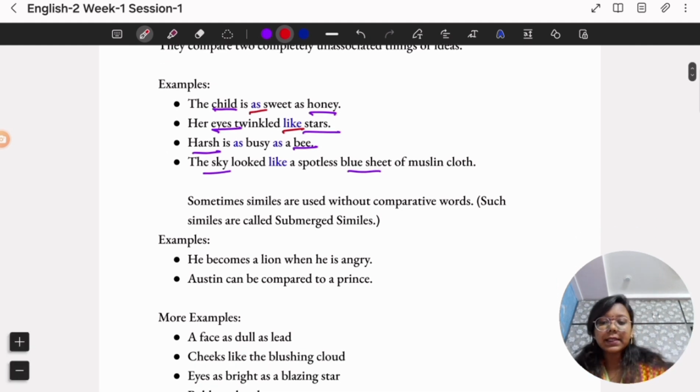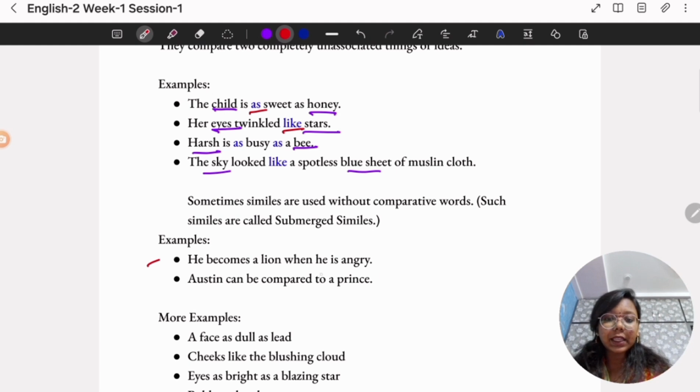So, if you see the example here, he becomes a lion when he is angry. There is no connective here, but we are comparing a person with a lion. So we can easily identify it, but I'm just telling you that it's not necessary to have connectives, but the maximum of the cases have connectives in them. That's what makes simile unique compared with the other things.